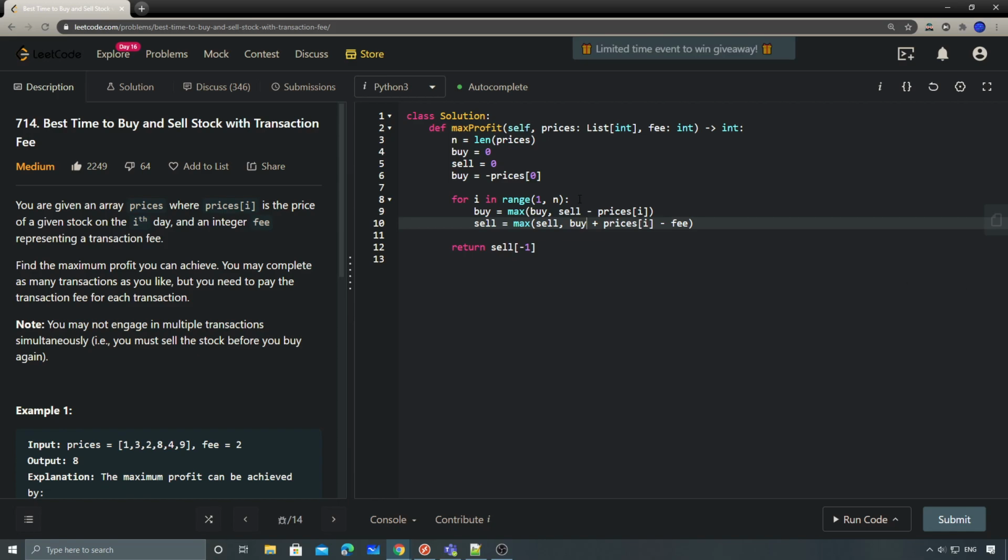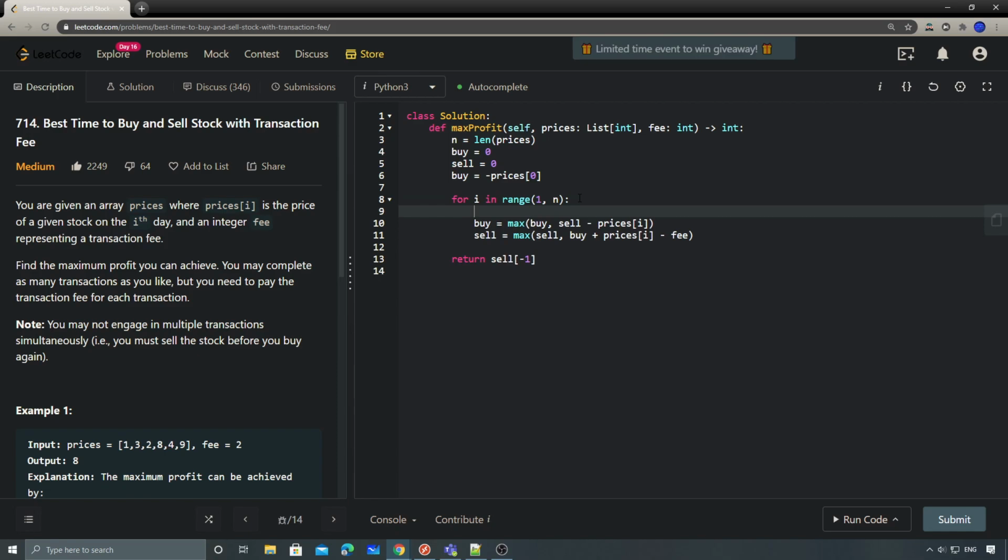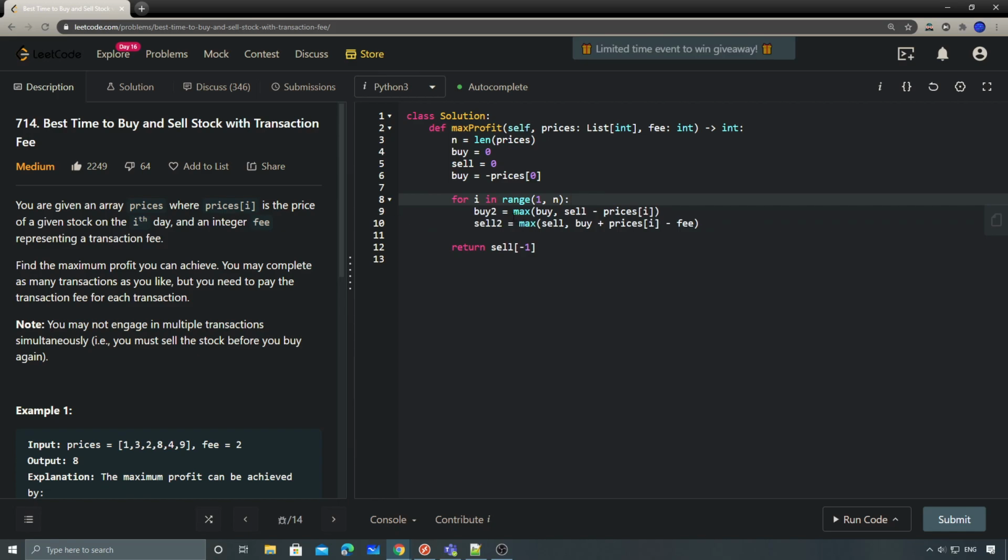Actually, for this one, I think an easier way is that, since we need to use this one to store the previous state, we can have sell two and buy two here. So this is buy two and sell two, right? In this case, we're making sure that the buy and sell we use are still from the previous state. And then in the end, we can simply assign the buy equals to buy two, and the sell equals to sell two. In the end, we simply return the sell.